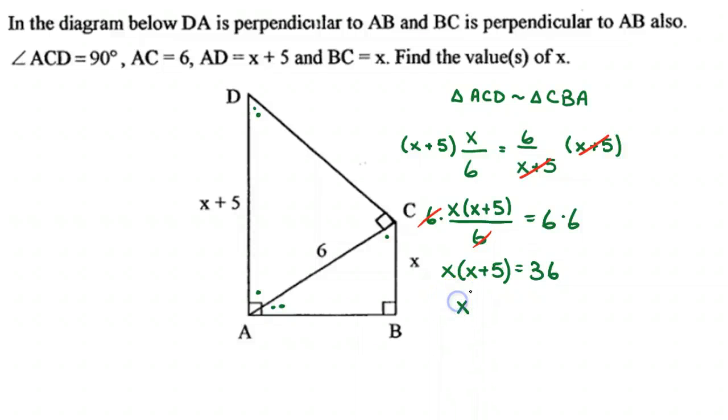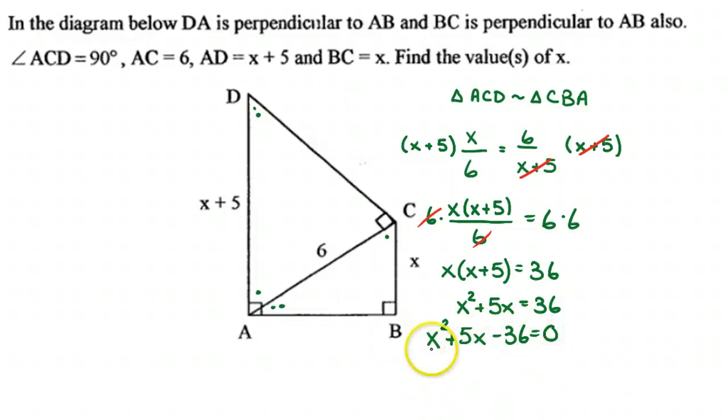If I expand this, what I notice is that I have a quadratic. Remember, a quadratic we can't necessarily isolate for x in the traditional way. So we want to get it in its special form, that is ax squared plus bx plus c equals 0. So I have x squared plus 5x minus 36 equals 0.